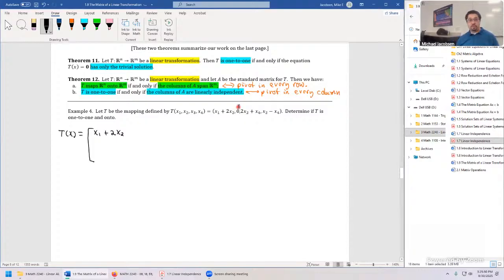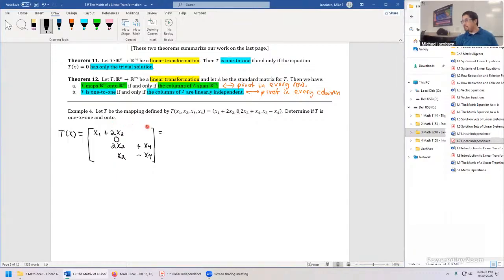Row 2, or entry 2 in the column vector, is strictly 0, so I'll just put a 0 there. Entry 3 is 2x2 plus x4. Trying to be careful with the format. We skipped x3, so I'll put a little spacer there. And the last entry, entry 4, is x2 minus x4. So there it is as a column vector, also formatted so that the variables correspond to essentially columns.